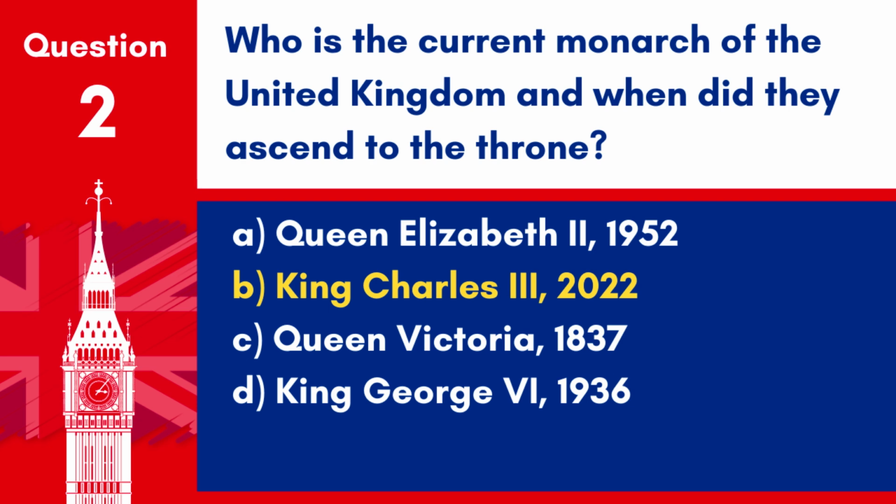Answer. B. King Charles III, 2022. As of the latest update, King Charles III is the current monarch of the United Kingdom, having ascended to the throne in 2022 following the death of Queen Elizabeth II.